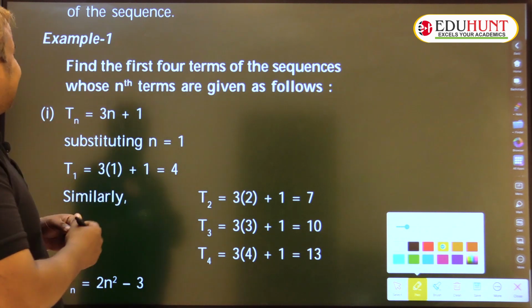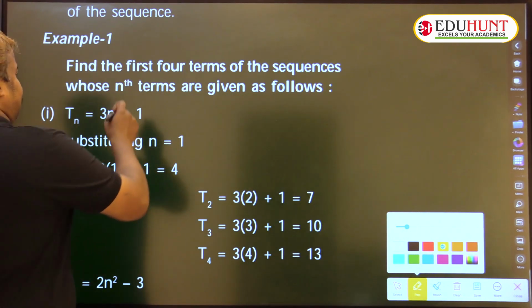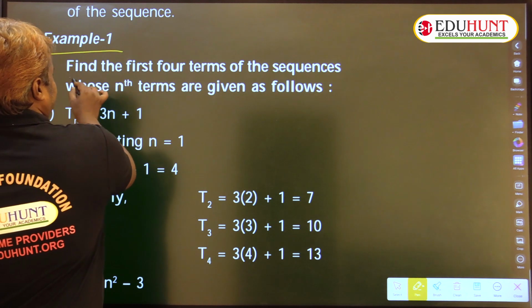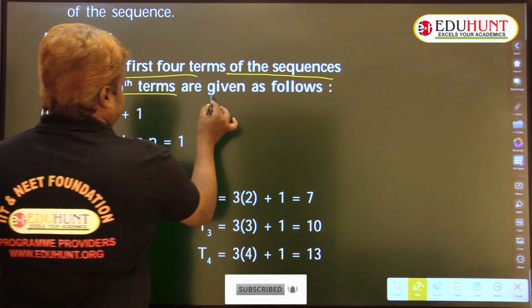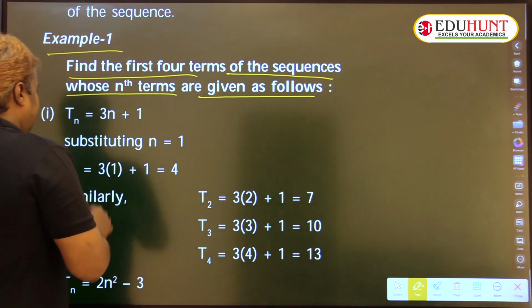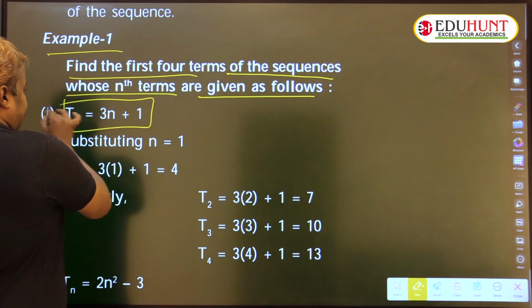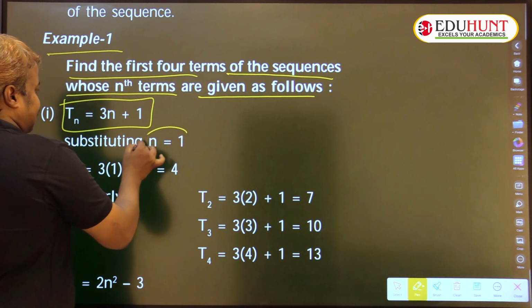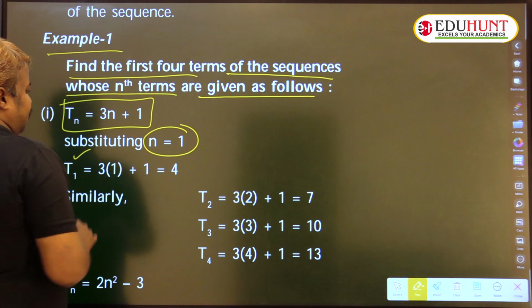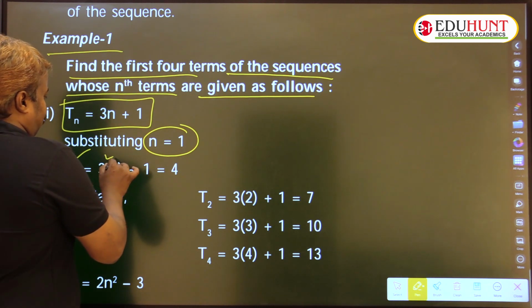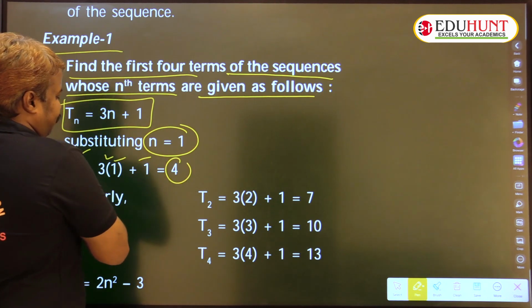See here, example 1. Children, find the first 4 terms of the sequences whose terms are given as follows. Here, Tn is equal to 3n plus 1. Substituting n is equal to 1, T1 is 3 into 1 plus 1, that is 4.